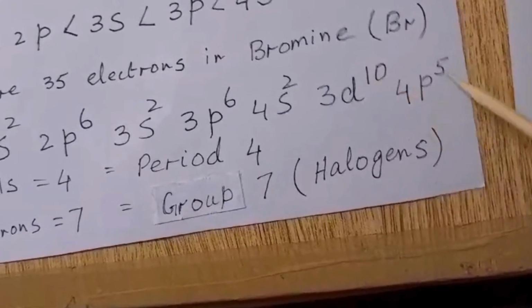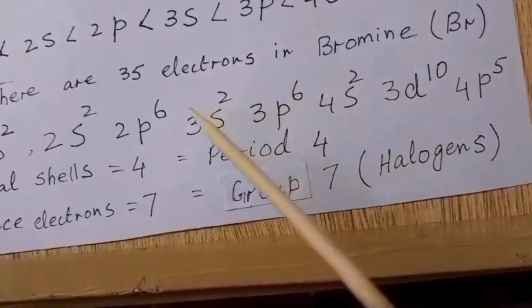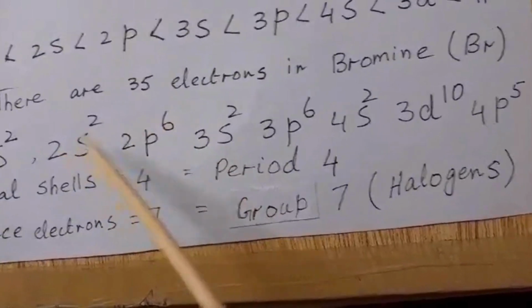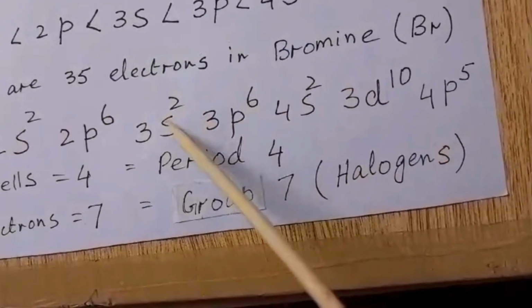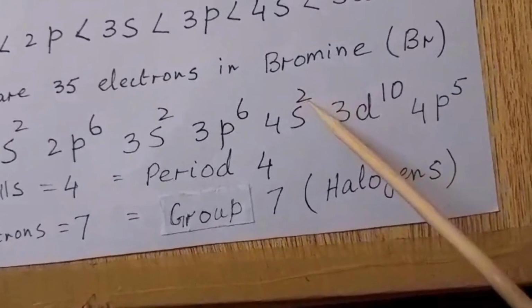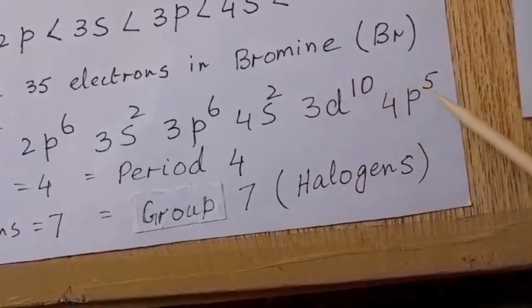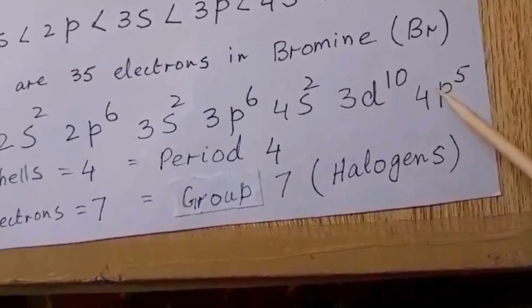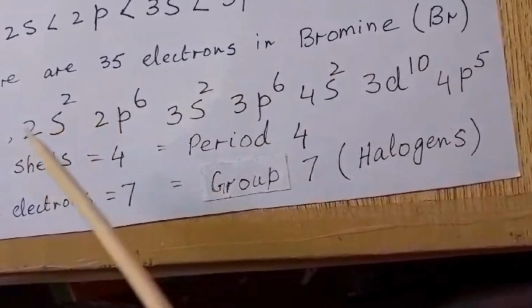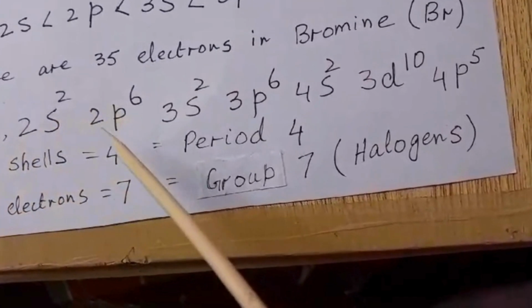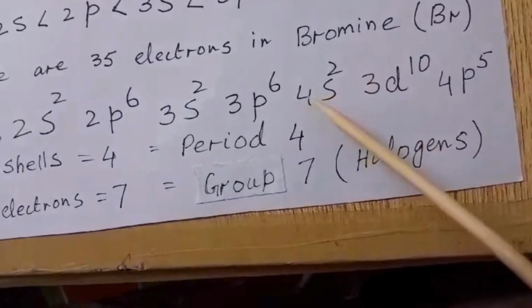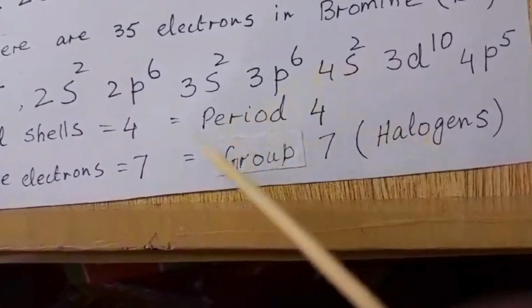And 4p5. As there are 35 electrons, see this is 6 plus 4, 10. 6 plus 2, 8 and 2. So till here there are 20. This is 30 and this is 35 electrons. And we see that there are 4 shells: shell 1, shell 2, shell 3 and shell 4. So the total number of shells is 4.